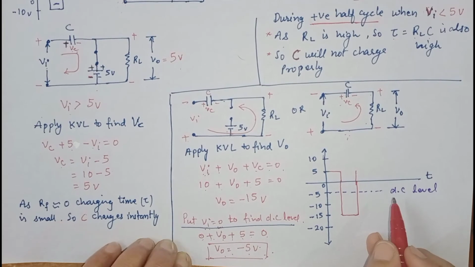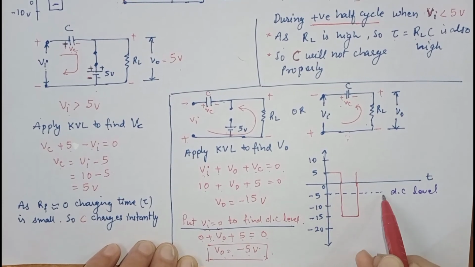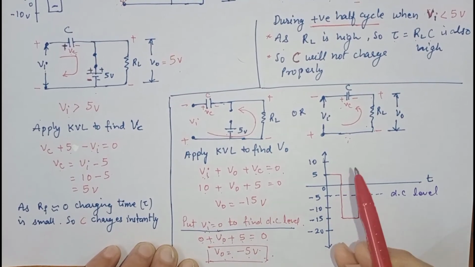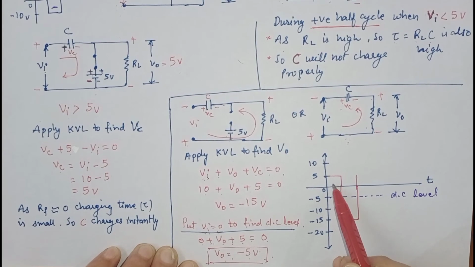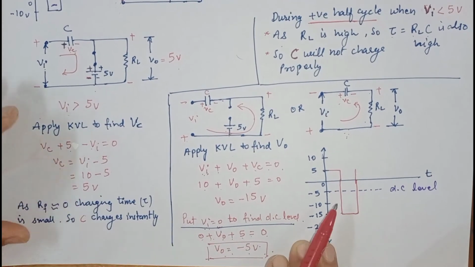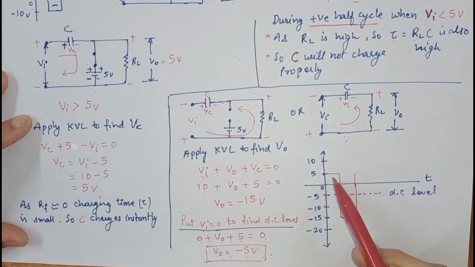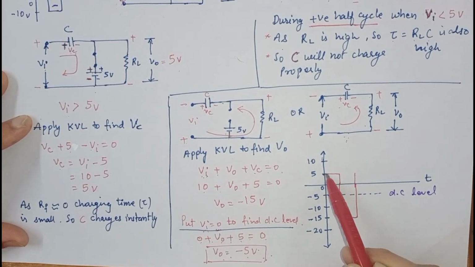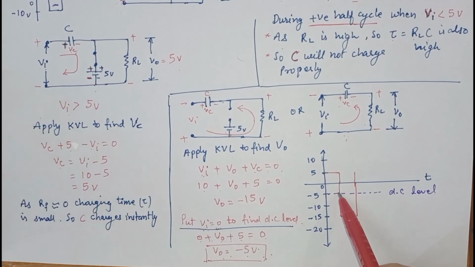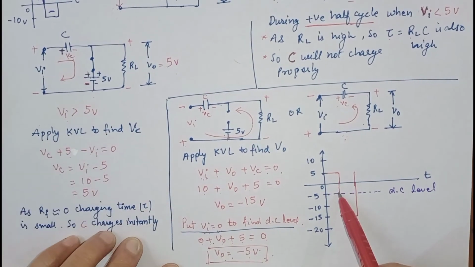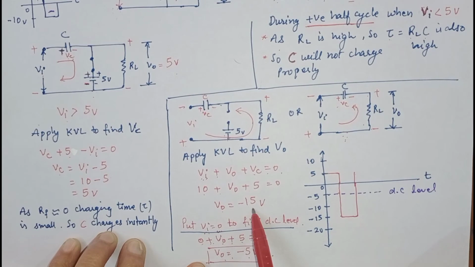Now we will draw the output wave. This is the DC level, minus 5 volt. During positive half cycle, the output is 5 volt, as we can see. So we will draw the wave like this. Then during negative half cycle, the output is minus 15 volt.